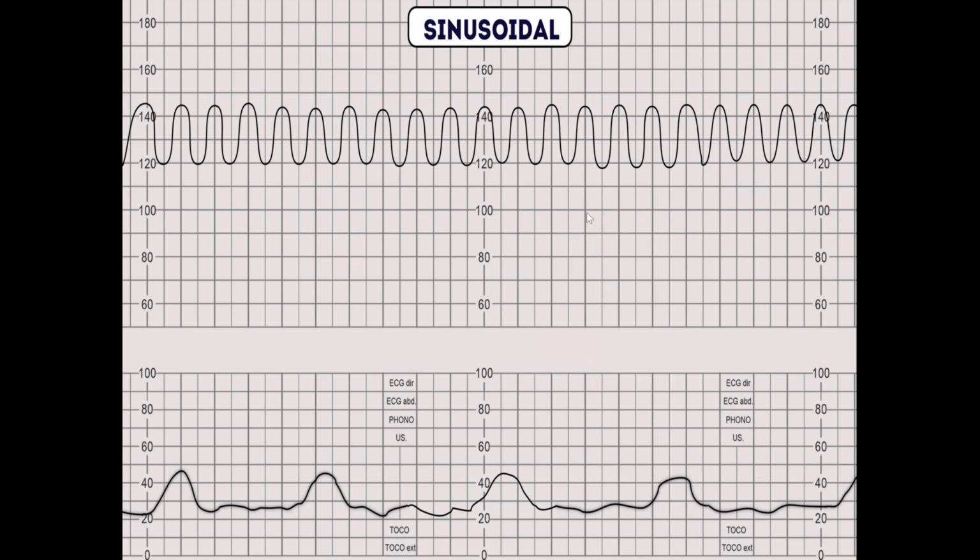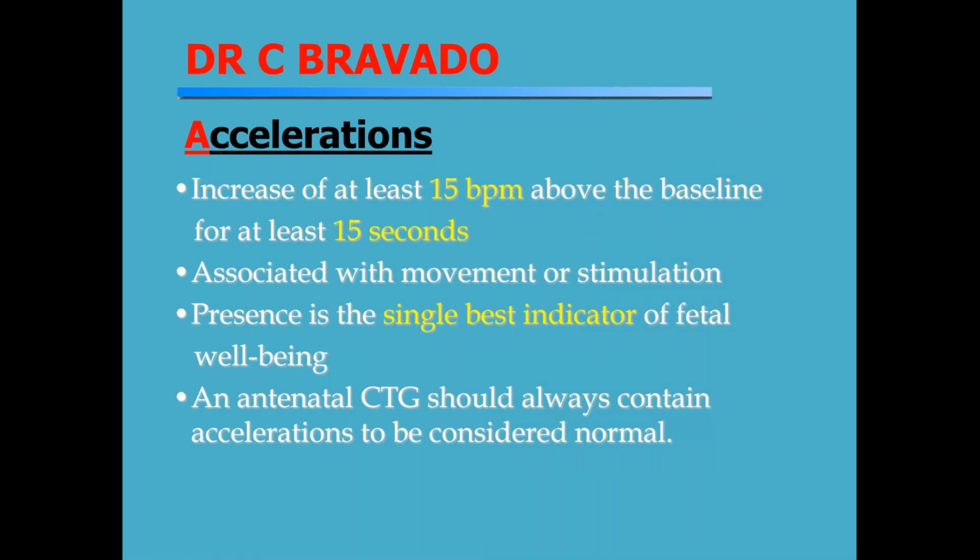So what about the acceleration? Acceleration is an increase of at least 15 beats per minute above the baseline for at least 15 seconds. This is reassuring, and its presence is the single best indicator of fetal well-being. An antenatal CTG should always consider it normal.